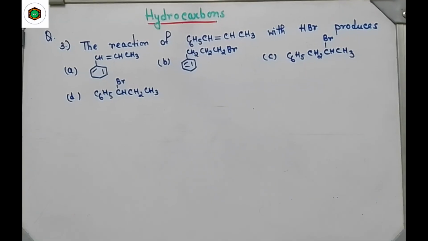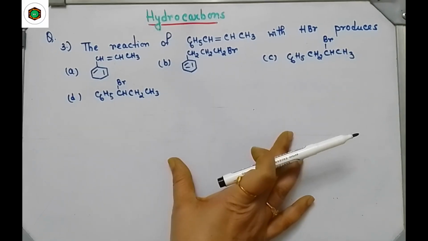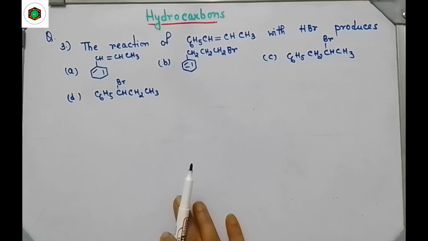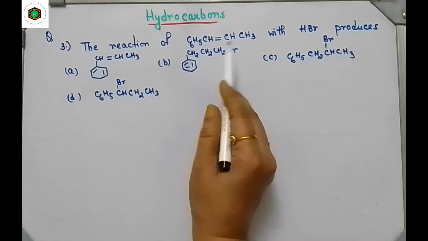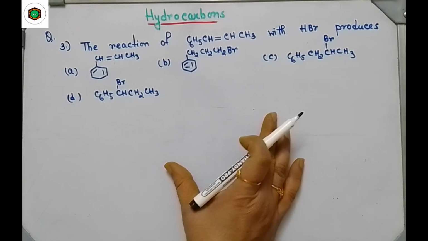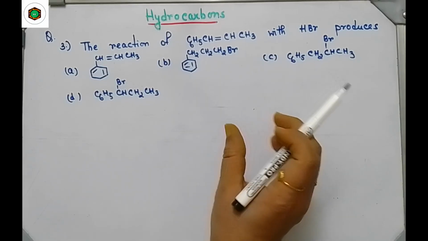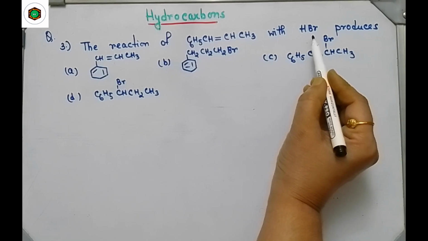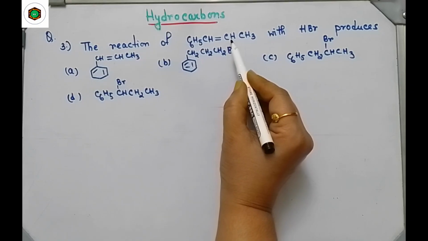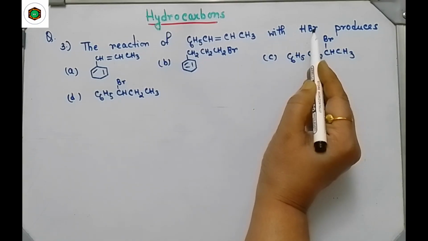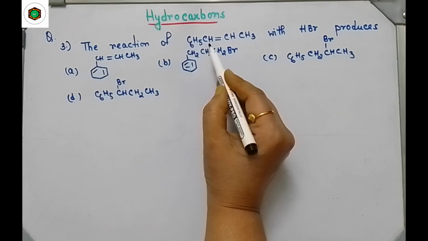Next question. The reaction of these with HBr produces which compound? What is the product of this reaction? 4 compounds are given. Now see, addition of HBr to a double bond takes place by Markovnikov rule because here no peroxide is present. Markovnikov rule means the positive part of this will add to that carbon of the double bond which has the greater number of hydrogen atoms, and the negative part will add to that carbon of the double bond which has fewer hydrogen atoms.